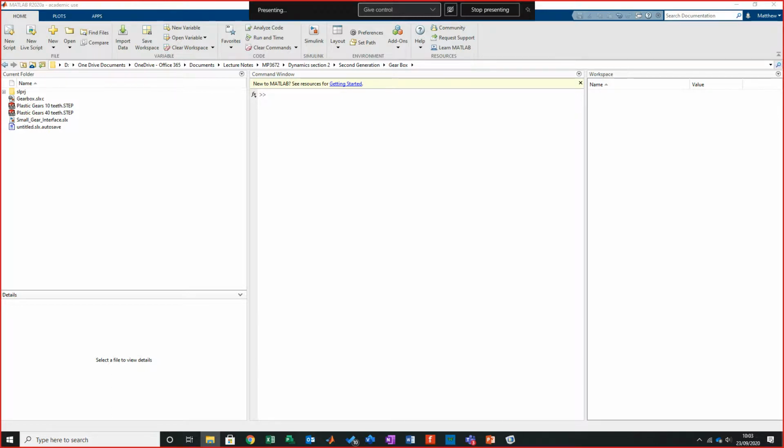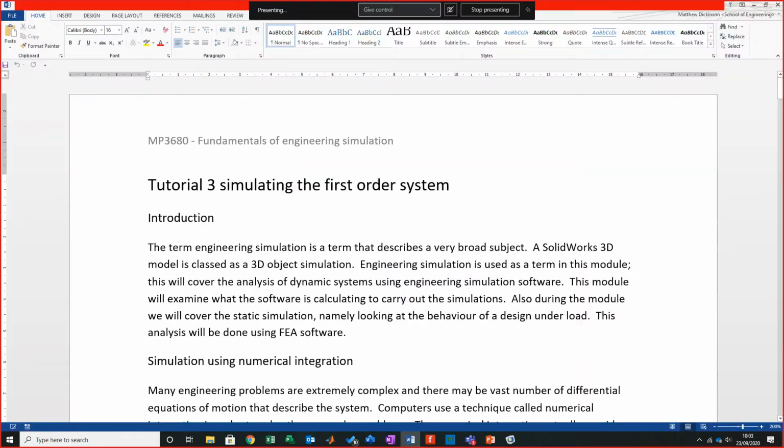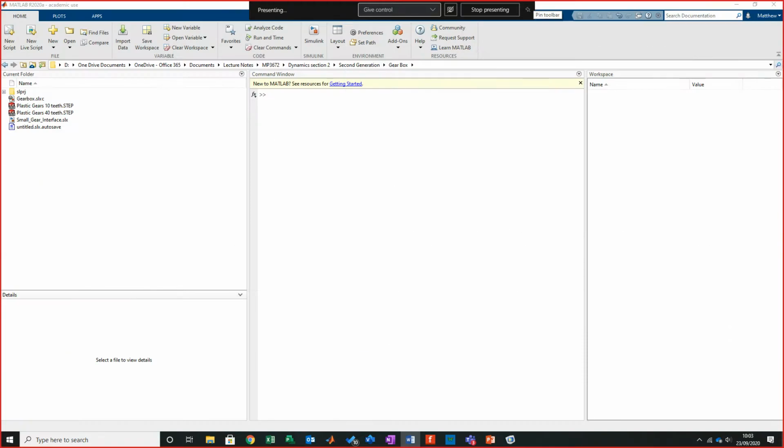Right, where are we? Oops. I'm just checking through my notes to make sure I get the right one. Okay, yes, I think I found the right one.